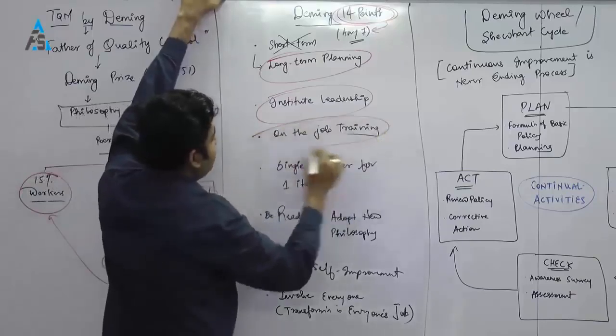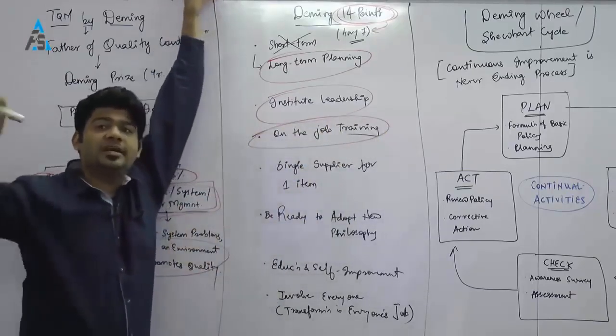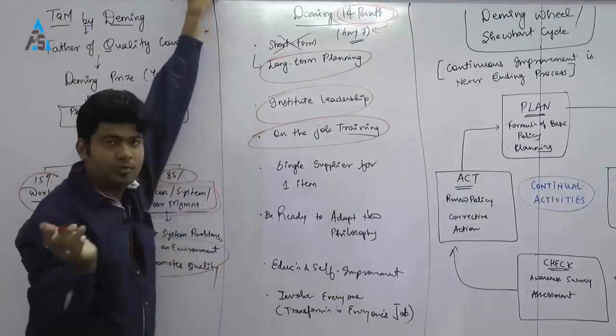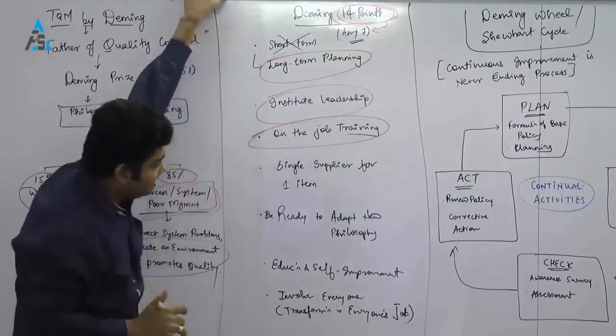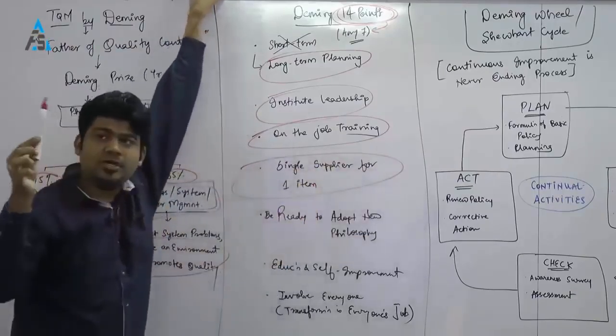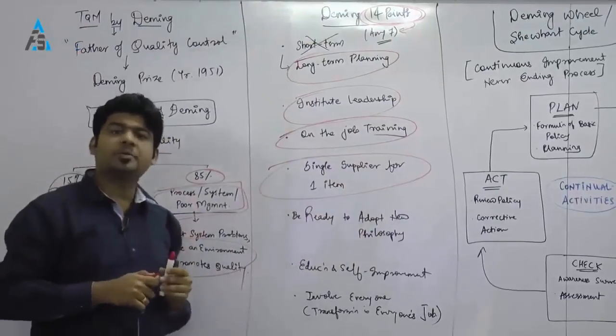Then there has to be on the job training. If the workers are not trained on a regular basis, then the competitors who may have that extra edge will take away the business that we have. Single supplier for one item. Suppose there is this pen, I need one plastic in order to make one pen.